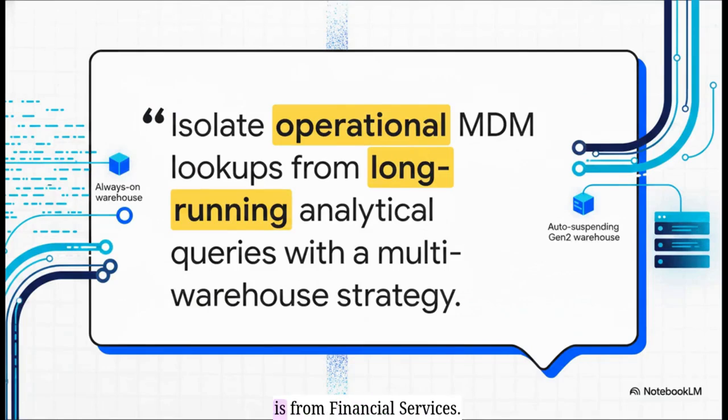Our first use case is from financial services. A platform was seeing a lot of contention between fast, operational master data management lookups and these long-running analytical queries. The solution? Workload isolation. They created two separate, purpose-built warehouses, a small, always-on warehouse for the MDM lookups and a large, auto-suspending Gen 2 warehouse for analytics. This completely prevents the long queries from ever blocking the critical operational ones.